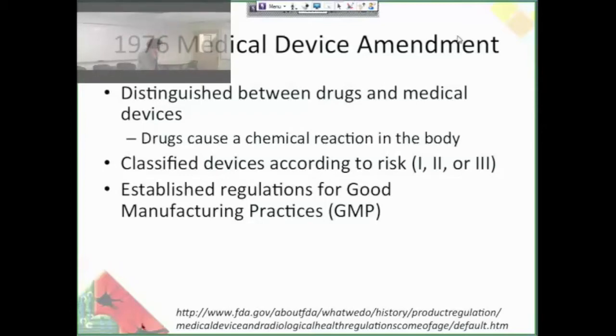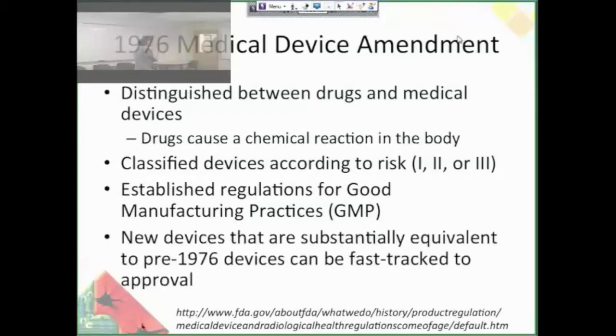And the reason why this year was so important is because post 1976, the later half of the year, any devices that went up for approval that were substantially equivalent to something that was already around before 1976 can be fast-tracked to the market. And that makes sense, right? Because they were already tested on the market, so their safety could be assumed more than something that's brand new.